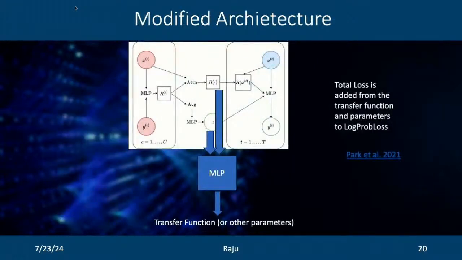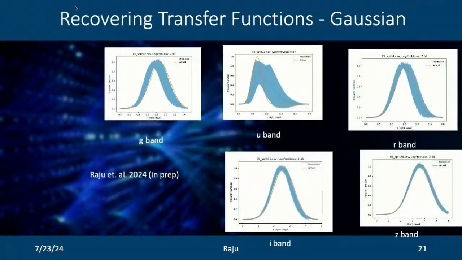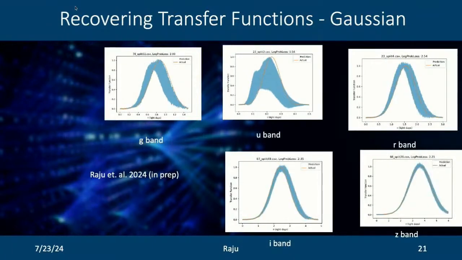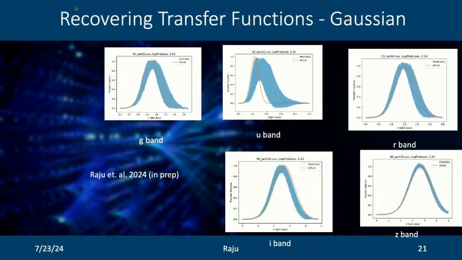And we tried to see if we can actually look at the hidden representation and extract this information from it. So what we did is we added an extra layer inspired by Park et al. 2021, where we added an MLP that takes the hidden representations and generates the transfer function or any of these other parameters, and we train the model to learn this. When we tested on Gaussian, we found that in a lot of different bands, it was able to recover the transfer function that we had evolved with the damped random walk.